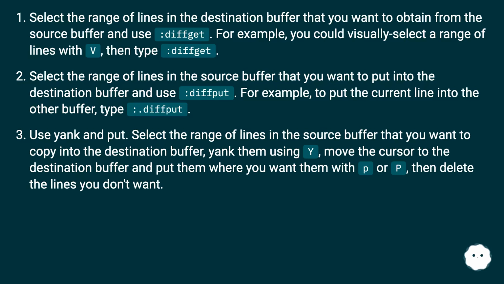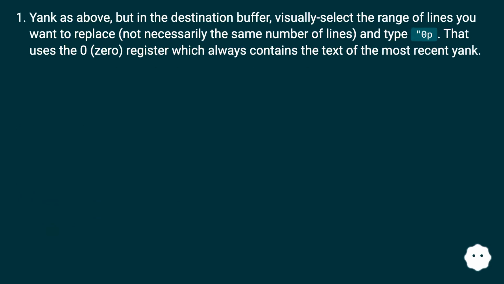Use yank and put. Select the range of lines in the source buffer that you want to copy into the destination buffer, yank them using y, move the cursor to the destination buffer and put them where you want them with p or P, then delete the lines you don't want. Or yank as above, but in the destination buffer, visually select the range of lines you want to replace, not necessarily the same number of lines, and type "0p. That uses the 0 register, which always contains the text of the most recent yank.